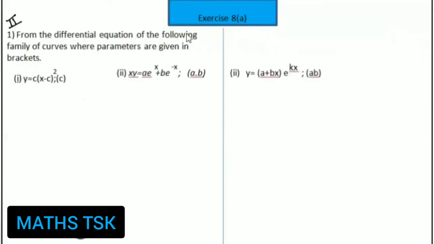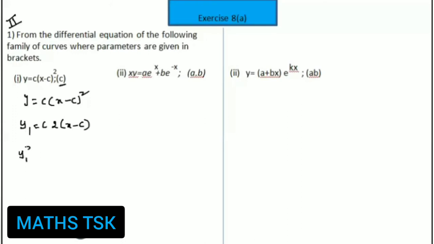Second problem in this exercise: form the differential equation of the following family of curves where parameters are given in brackets. Here C is the parameter. It contains only one parameter. So let us take the given equation as y is equal to C into x minus C whole square. Now differentiate this. y1 is equal to, C is constant, when you differentiate, it becomes 2 times C into x minus C, into the x derivative, which is 1. Now we have to eliminate C from this in order to find the differential equation. That is the condition to form the differential equation.